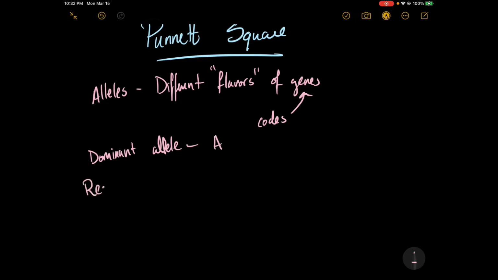Or you can have a recessive allele, which is going to be denoted with a lowercase a. When next to a dominant allele, the dominant is the one that's always going to be expressed.